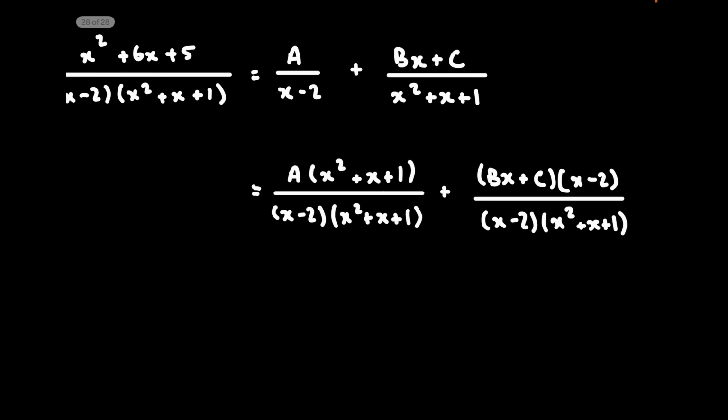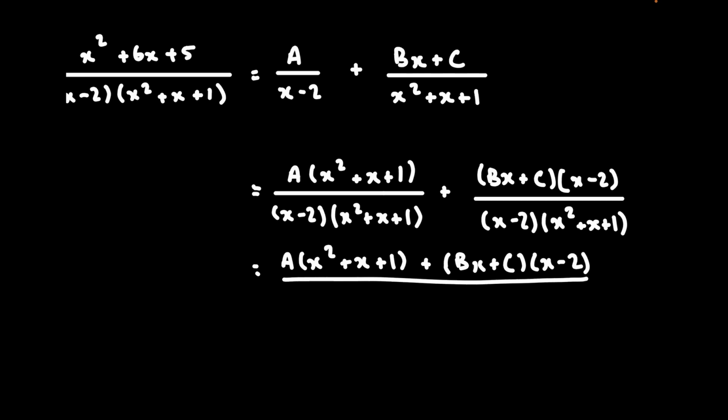And now I can simply merge these two fractions together. I have a times x squared plus x plus 1 plus bx plus c times x take 2, all over x take 2, x squared plus x plus 1. And I'm going to write it a little bit nicer. Looks like this.